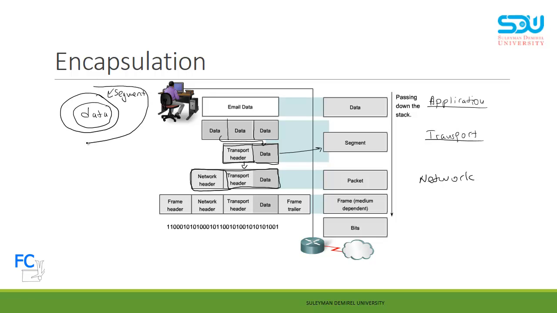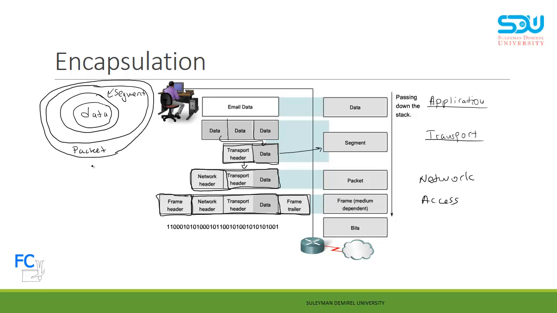Well, this segment will be encapsulated into the packet. So now this will be called the packet. And this is the part of the packet now. When it is coming to the network access layer, then this packet will be encapsulated with the frame header and frame trailer. So the main important information here is the source and destination MAC addresses. And we may discuss it as one more capsule, and it is going to be called the frame.